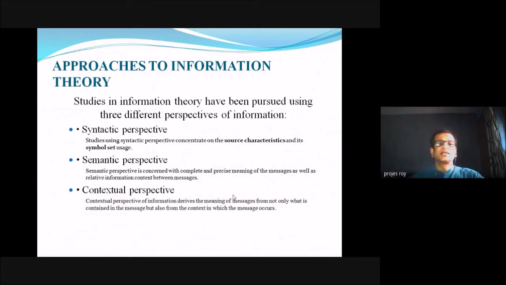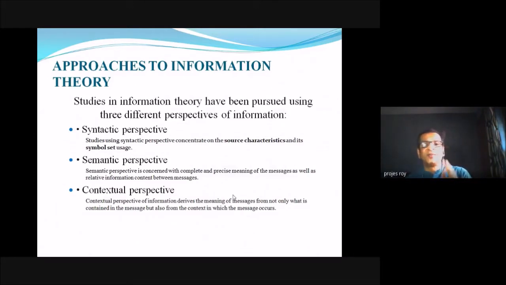I will tell you one thing: the syntactic perspective of information means what set of characters or symbols is being used at the source for that particular information. Suppose I am sending some message to you on WhatsApp. What I am using is the characters, I am writing how are you, or I'm just sending you the interrogative symbols, question symbols, how are you, or if I say hi, or if I say namaste. So this is all kinds of things. What are the source symbols being used at the source?